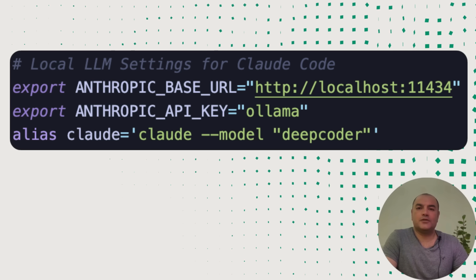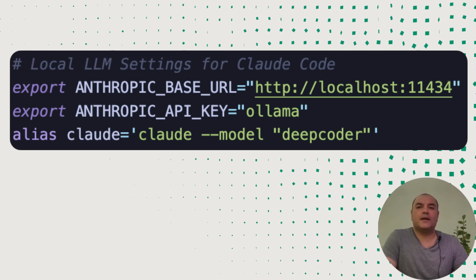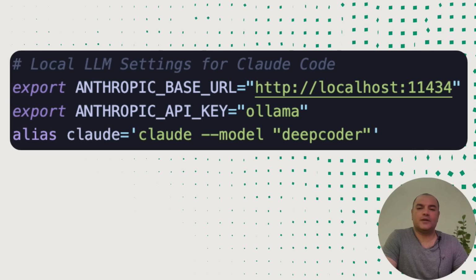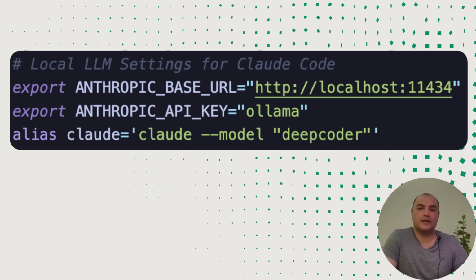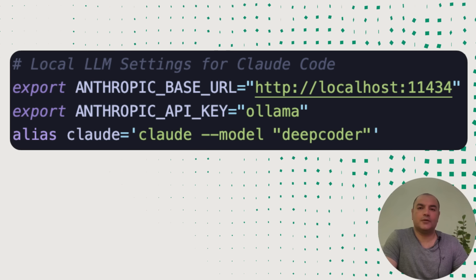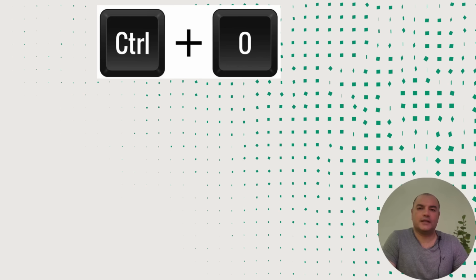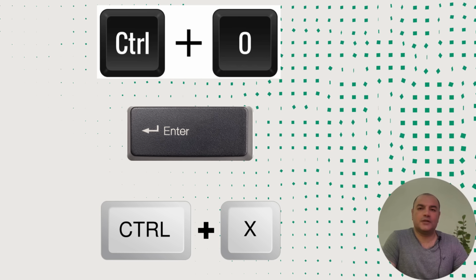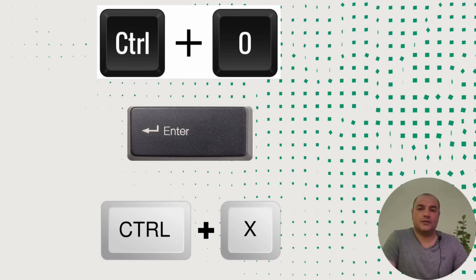export ANTHROPIC_BASE_URL=https://11134. export ANTHROPIC_API_KEY=ollama. alias claude='claude --model deepcoder'. Save the file by pressing Ctrl+O, hitting Enter, and then pressing Ctrl+X to exit the Nano editor.